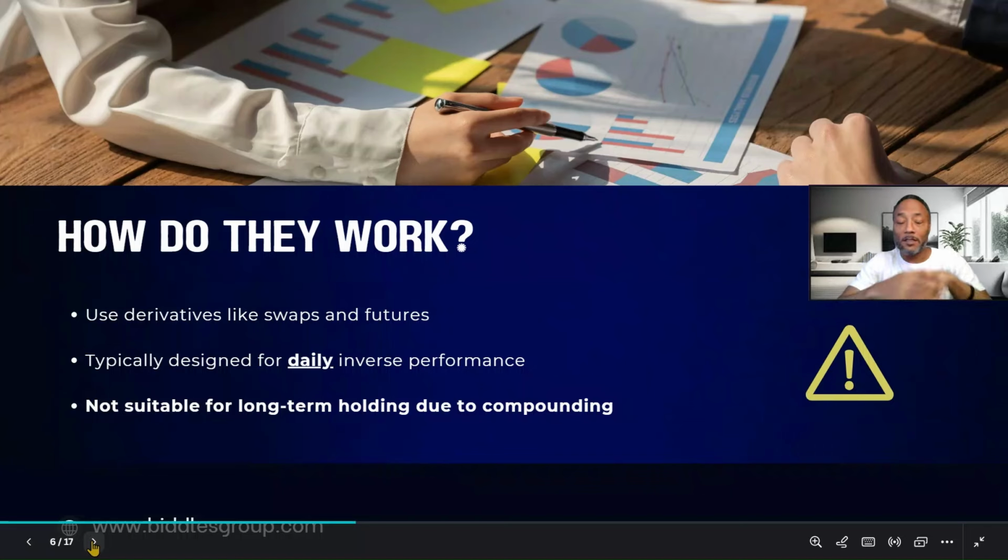How do they work? So they use derivatives like swaps and futures. They're typically designed for daily inverse performance. They are not suitable for long-term holding due to compounding.